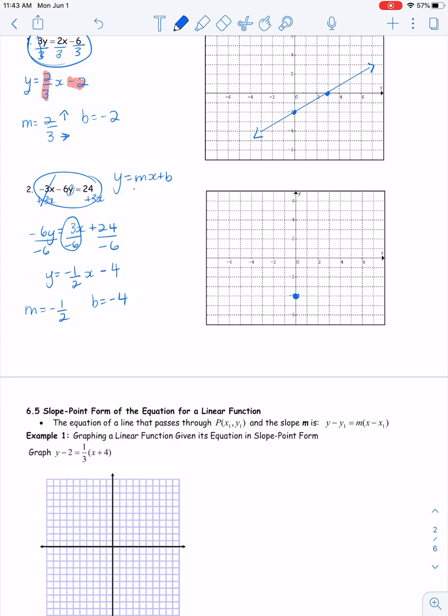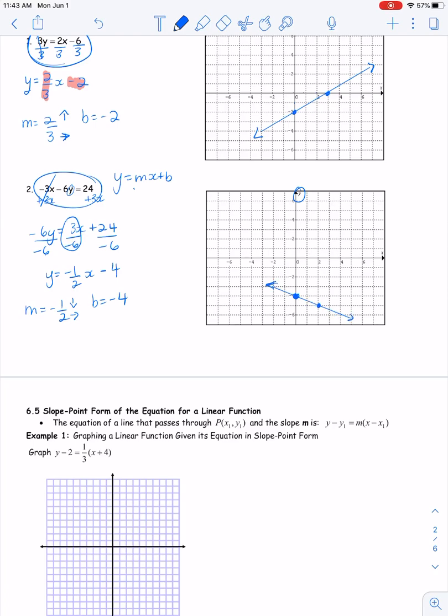So it crosses my y-axis at negative 4, and then my slope, so it's increasing. Oh, no, not increasing, sorry. That negative means that it's decreasing 1 and going to the right 2. So decreasing 1, going to the right 2. All right, that's enough. I just need 2 points. You can do more if you want, but you don't have to. And then draw your line.